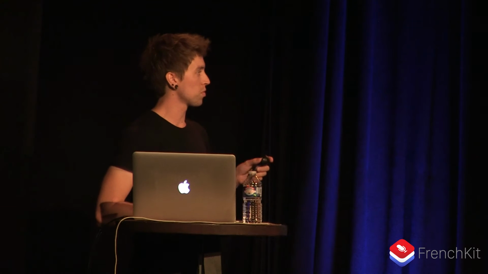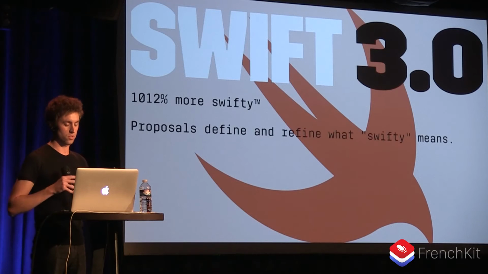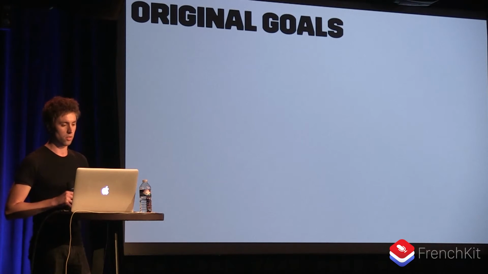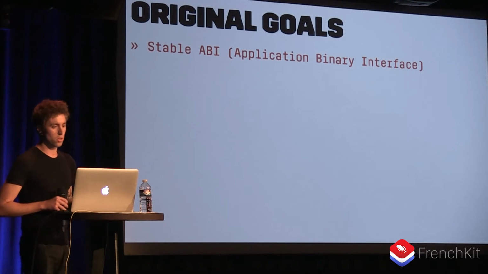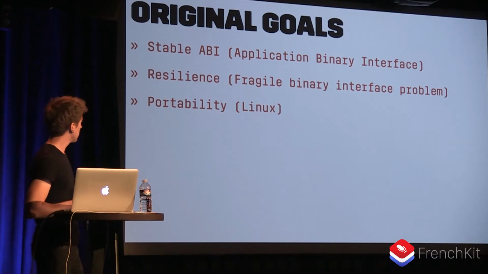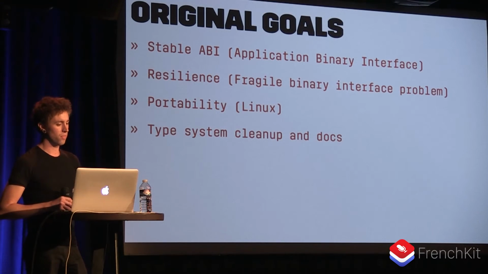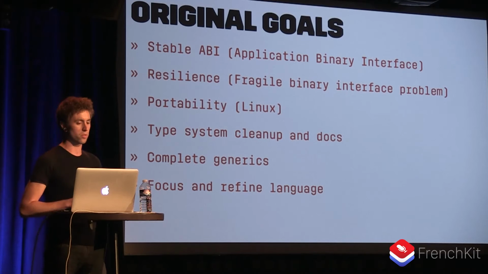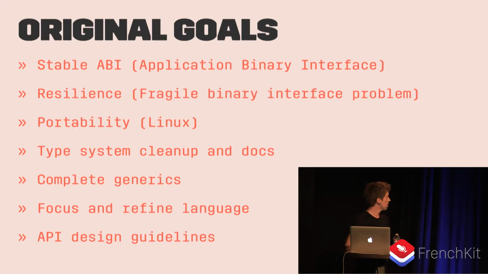So that brings us to Swift 3.0, which is 1,000% more Swifty. And really, these proposals have defined and refined what Swifty really means as the language matures. And so we can look at the original goals for Swift 3. The big one was ABI stability and resilience, portability, type system cleanup, cleaning up the documentation, completing generics, focusing and refining the language in general, and then developing the API design guidelines.